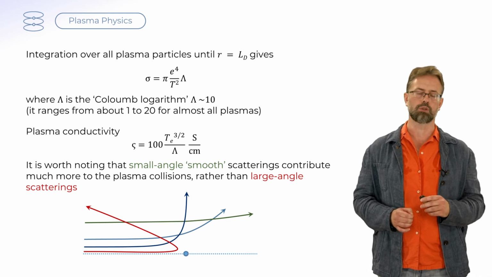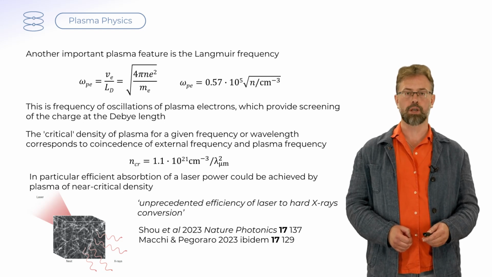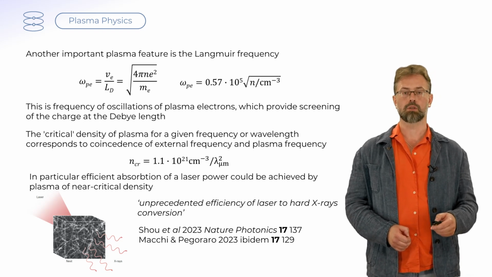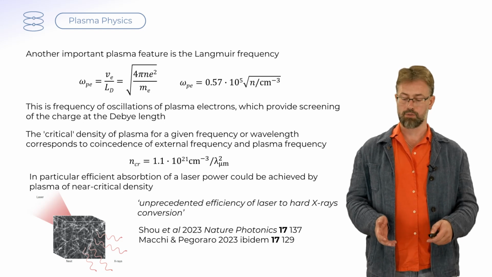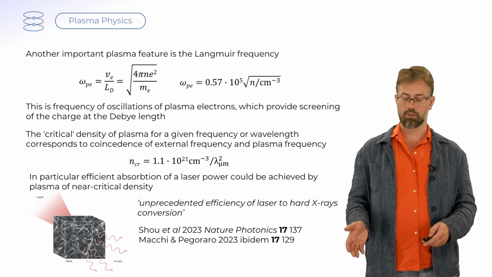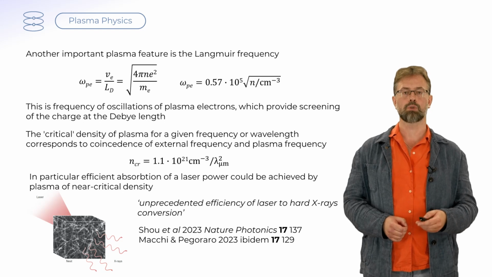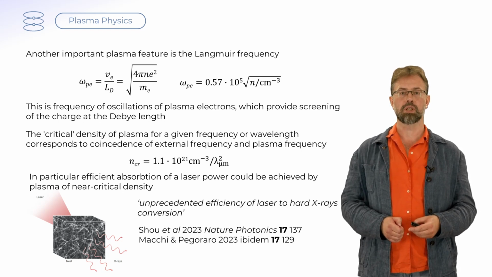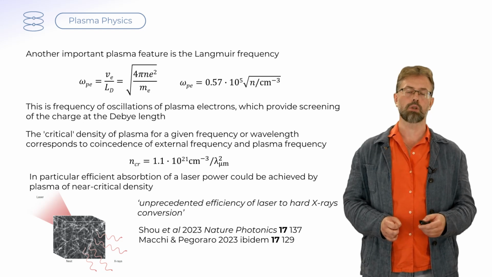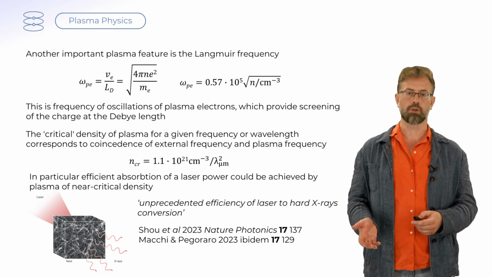Another important feature of plasma is the Langmuir plasma frequency. It is the frequency of oscillation of electrons that provide this screening at the Debye length. So we can use the Debye length and an estimation of the velocity of electrons, and we can get this plasma frequency. There is a critical density of plasma electrons, which corresponds to a resonance between plasma electron oscillations and the external wave frequency. There is efficient absorption of energy from a laser or from an electromagnetic wave when this resonance occurs.